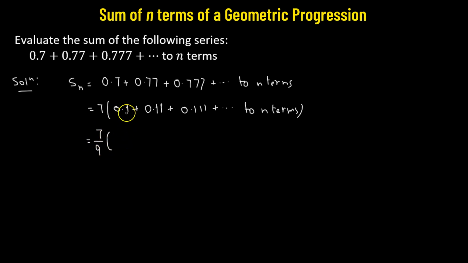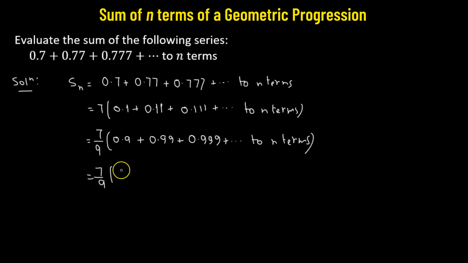So that gets multiplied by 9 times 0.1, which is 0.9, plus 9 times 0.11, which is 0.99, plus 9 times 0.111, which is 0.999. This goes all the way up to n number of terms. Next, we'll express these in fractional form. 0.9 in fraction form will be 9 over 10, plus 0.99 will be 99 divided by 100, plus 0.999 will become 999 divided by 1000, plus all the way up to n number of terms.